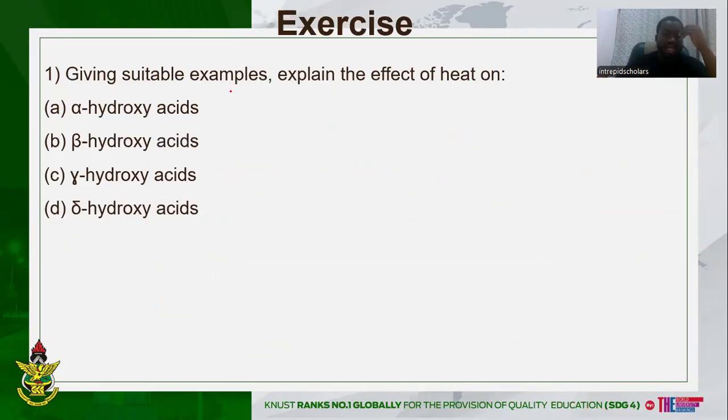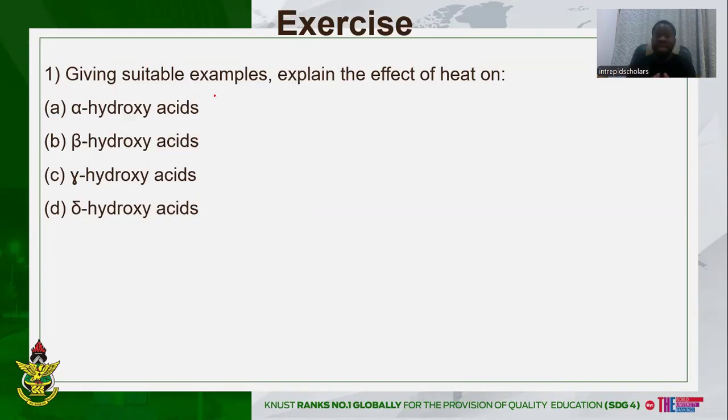Now, the question is asking us to give examples of what will happen when we heat the following. When you heat an alpha hydroxy acid, 2 molecules of the alpha hydroxy acid condense to give you a lactide. We've talked about it. When you heat a beta hydroxy acid, you would have dehydration to form an alpha-beta unsaturation. Alpha-beta unsaturation. Then there are gamma and delta, the last two.